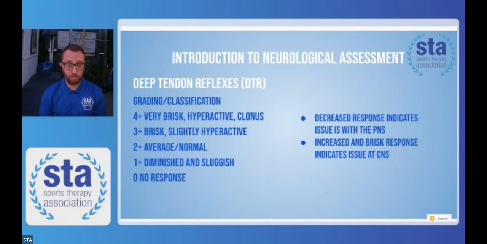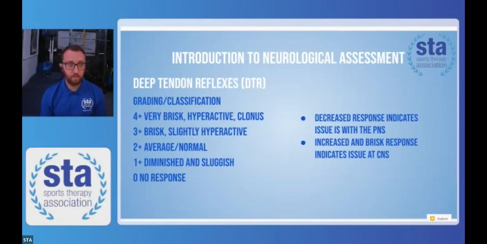So 4 is a very brisk, hyperactive clonus. +3 is what is described as brisk or slightly hyperactive. Once again, quite subjective. What is slightly hyperactive to me might be normal to somebody else when they're testing. So it's what you perceive as a therapist. But once again, it's about painting a picture as you're going through your procedures.